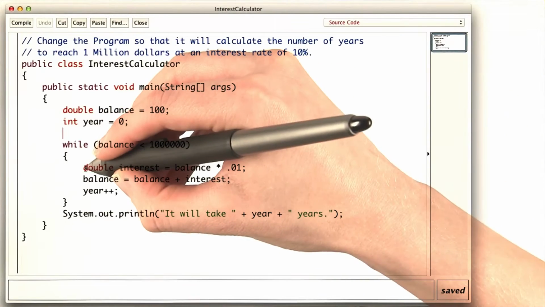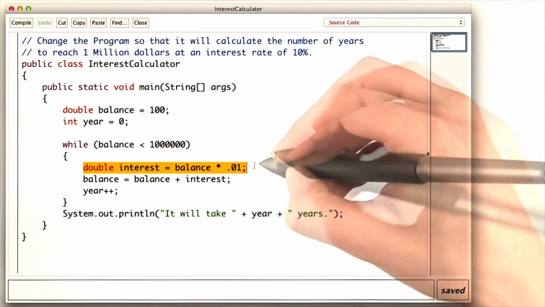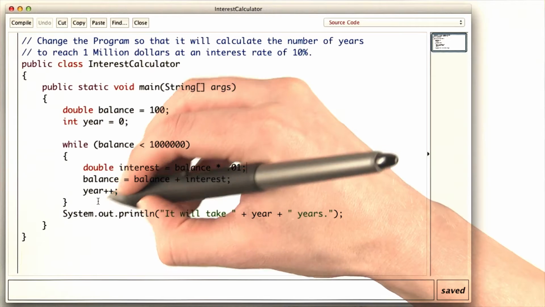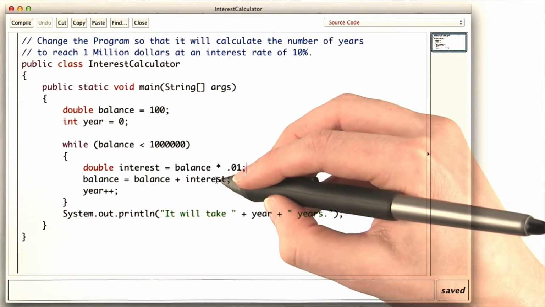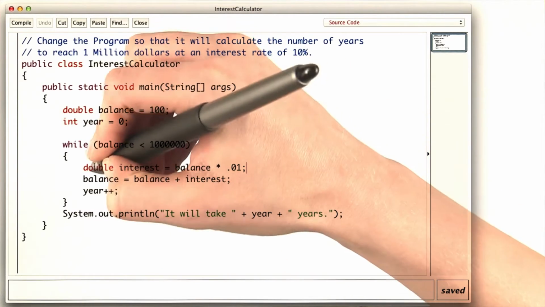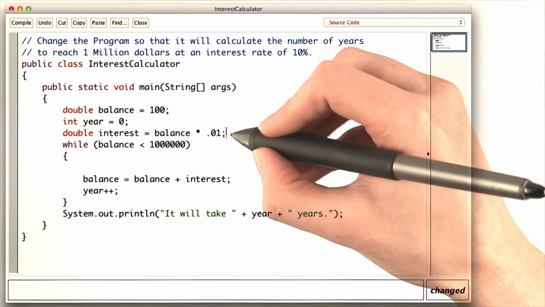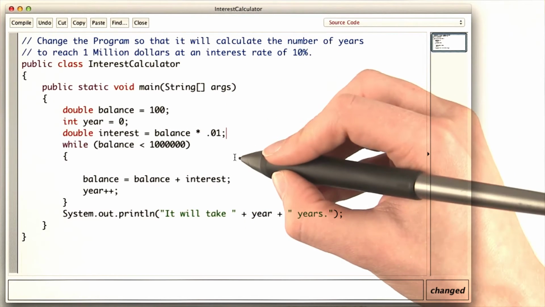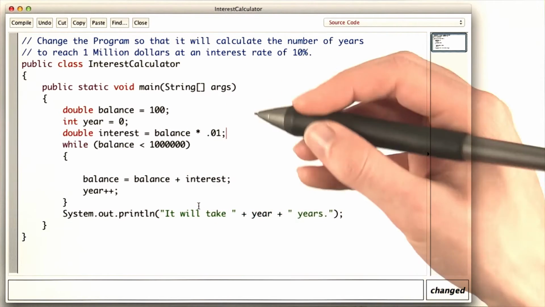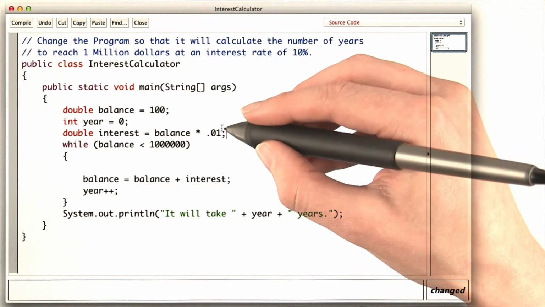The rate is included in this line, where we calculate the interest. The interest calculation has to happen inside the loop, because the balance is incremented by a different amount every year. If we moved this line out of the loop, it would only happen once, and our interest would always be $10, even when we already have $100,000 in the bank. So I'll put that back.